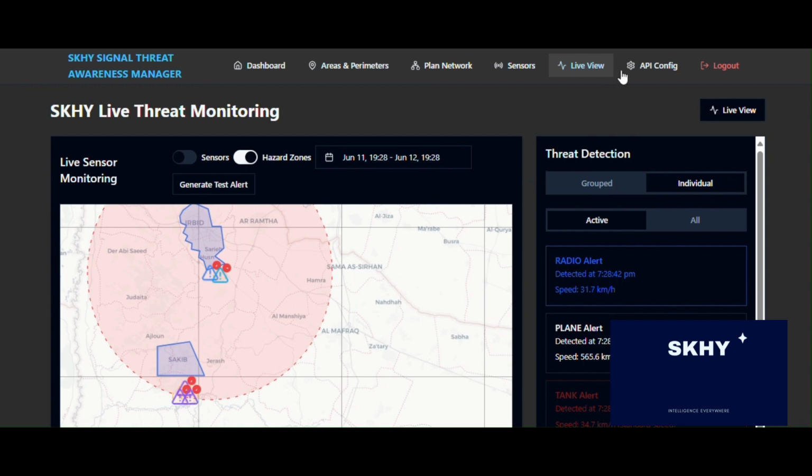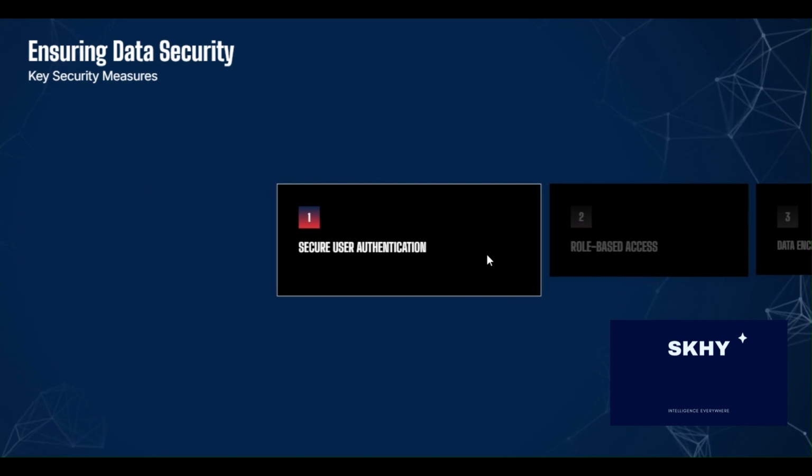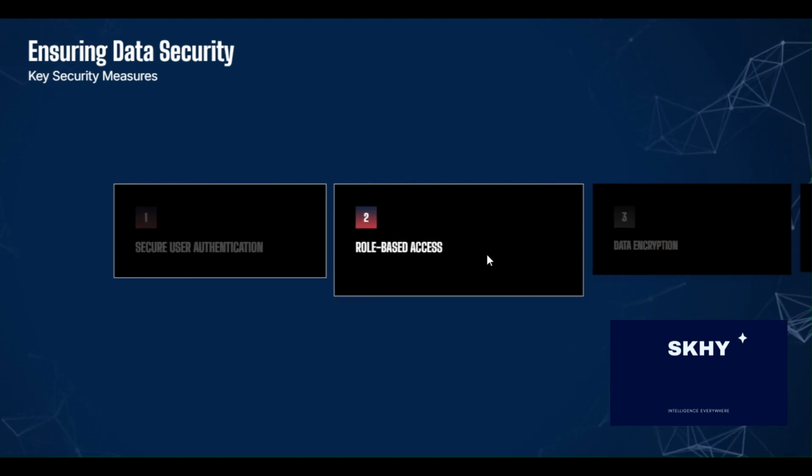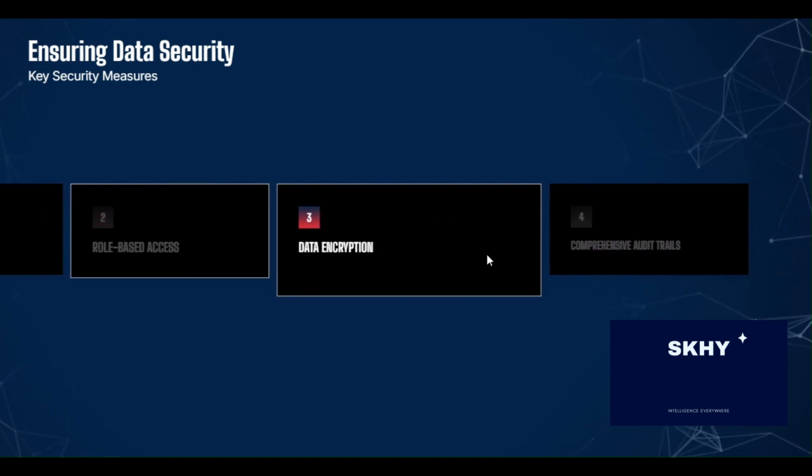The API configuration module enables seamless integration with external systems, expanding your reach. And security is paramount. With secure user authentication, role-based access, data encryption, and comprehensive audit trails, your data is always protected.